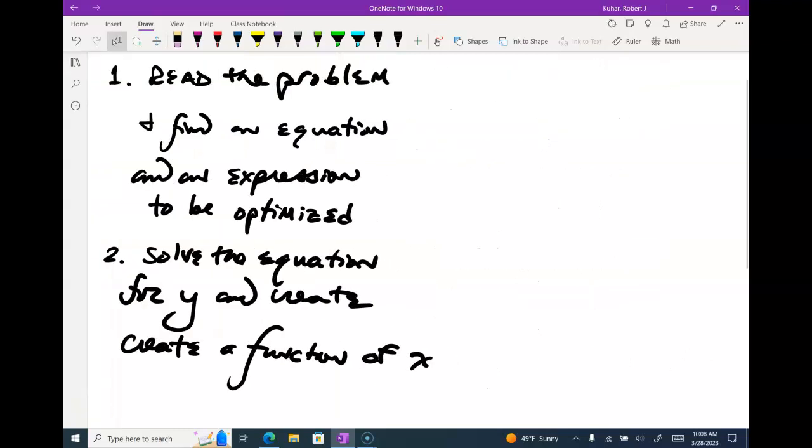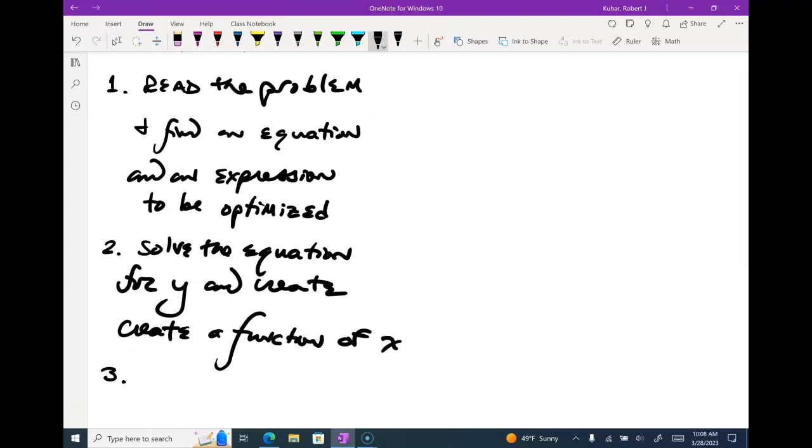So far, yes? You with me? So we read the problem. Maybe we have to draw a picture, but we should be able to come up with some kind of equation, some kind of expression, right? That's step 1. Step 2, take the equation and solve it for y, and then substitute into the expression to create a function of x.